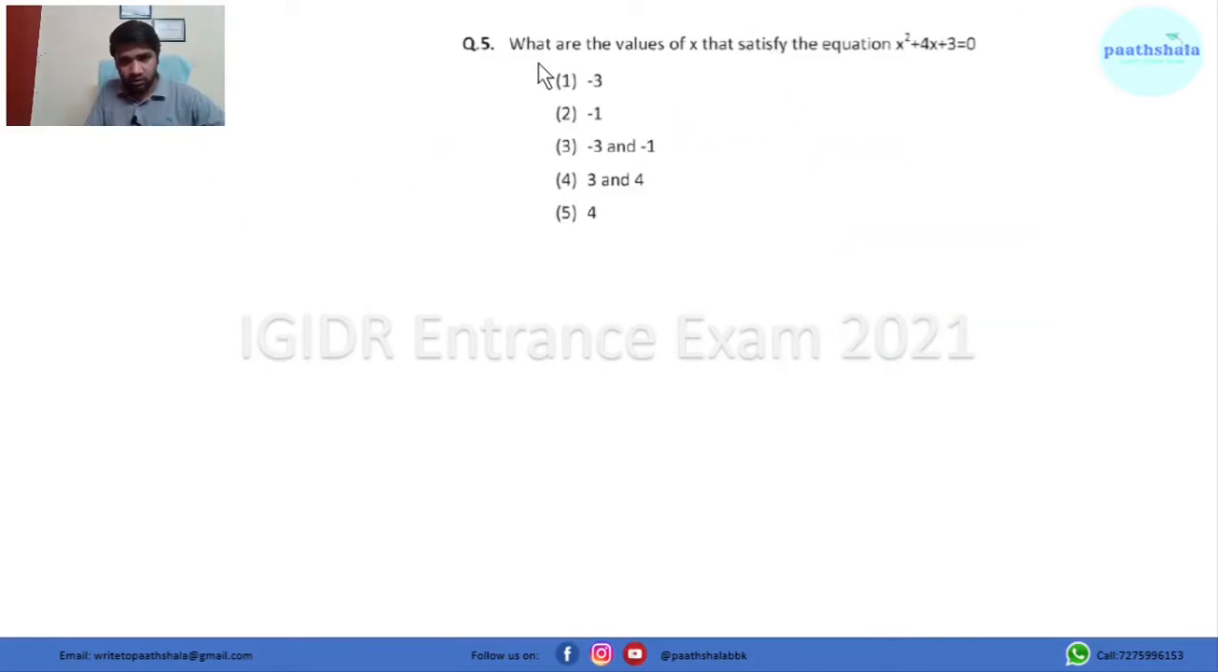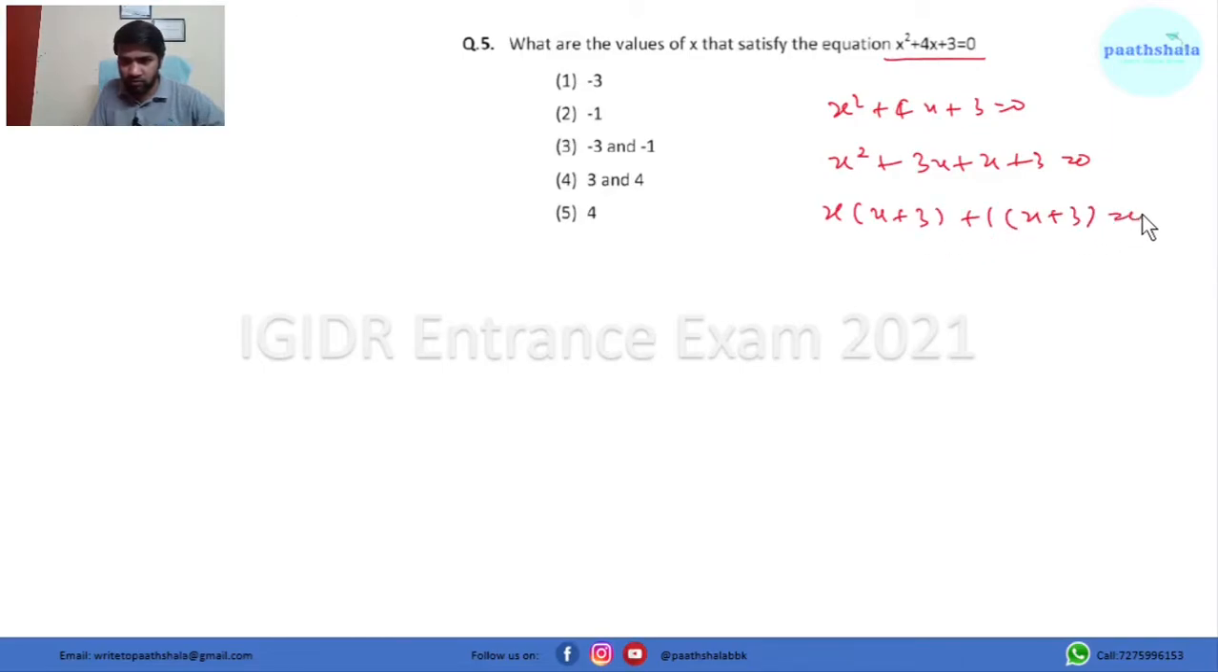In this question, it is asking what are the values of x that satisfy the equation. It's a very easy question. This is a quadratic equation, so we can apply the middle term splitting method. So 3 ones are 3, and 3 plus 1 is 4. So 4x will come out as 3x plus x, plus 3 equals 0. Now take x as common in the first 2 terms and take 1 as common in the last 2 terms. So now you can take x plus 3 as common. So this comes out to be (x plus 3)(x plus 1) equals 0.